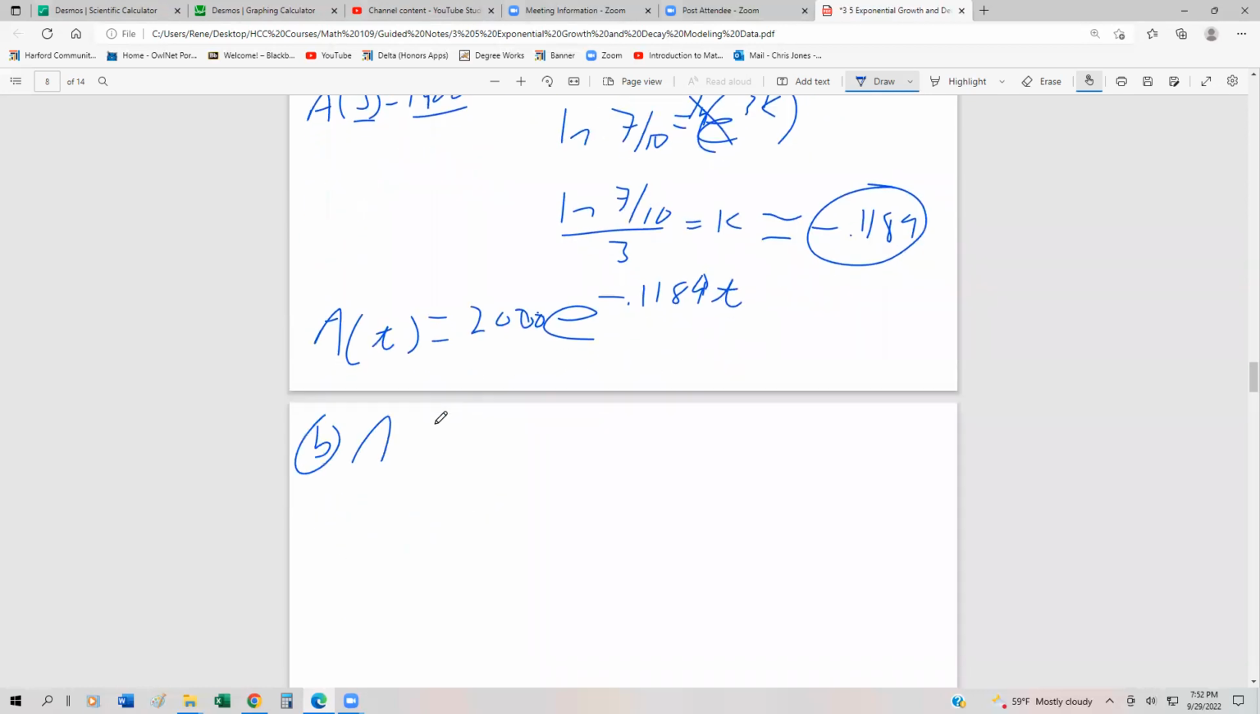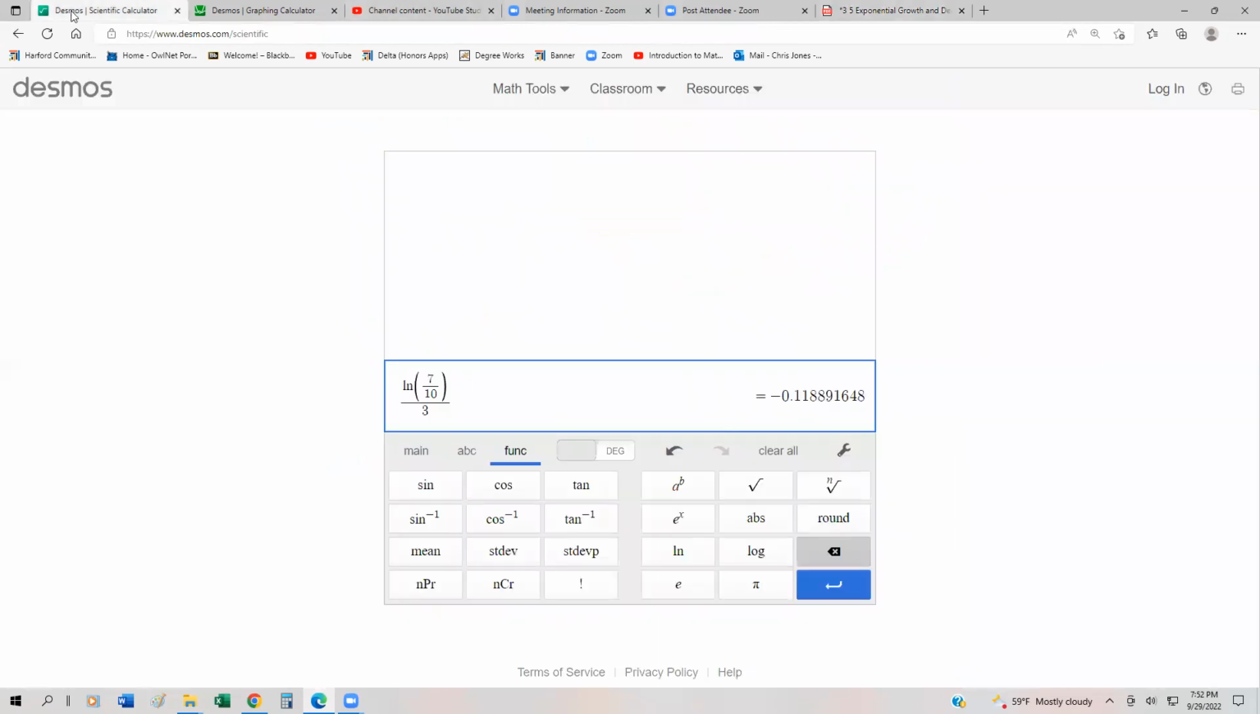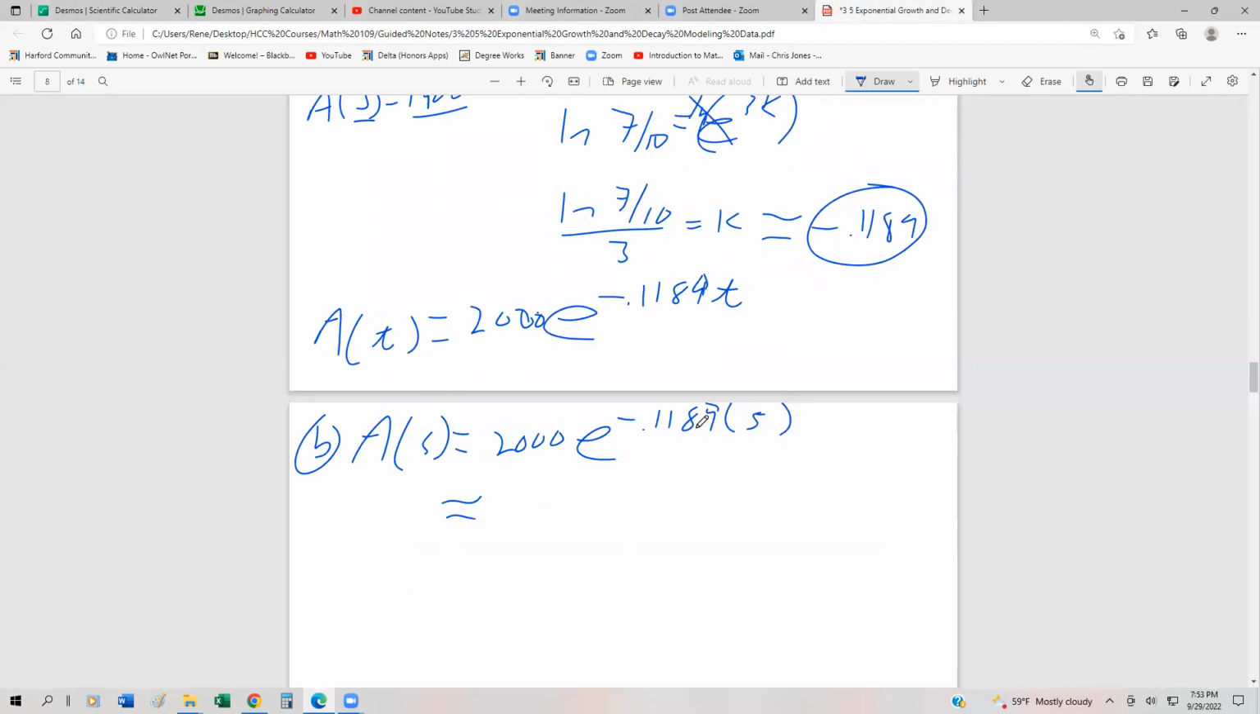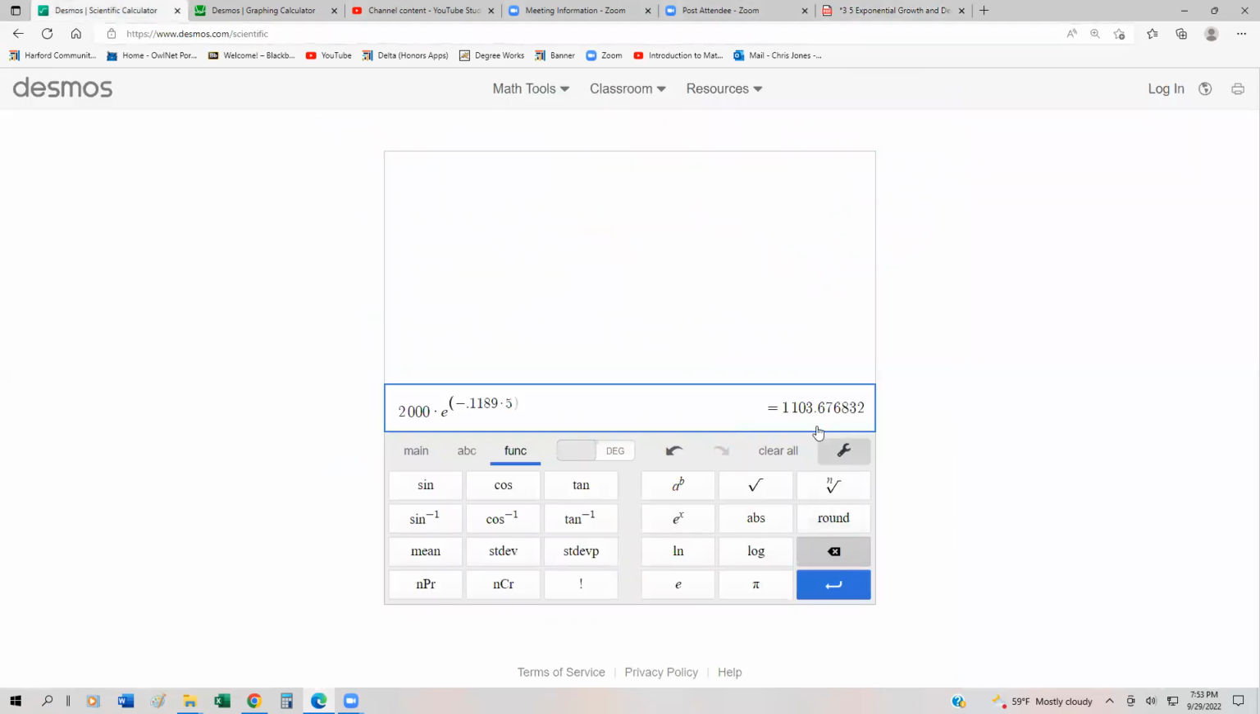So for B, we have A at 5. That's going to be 2000 e to the negative 0.1189 times 5. And that's literally a calculator problem. If I throw it into our calculator, we have 2000 times e to the negative, parentheses here, negative 0.1189 times 5. Let me make sure I typed all that correctly. Yep, 0.1189 times 5.